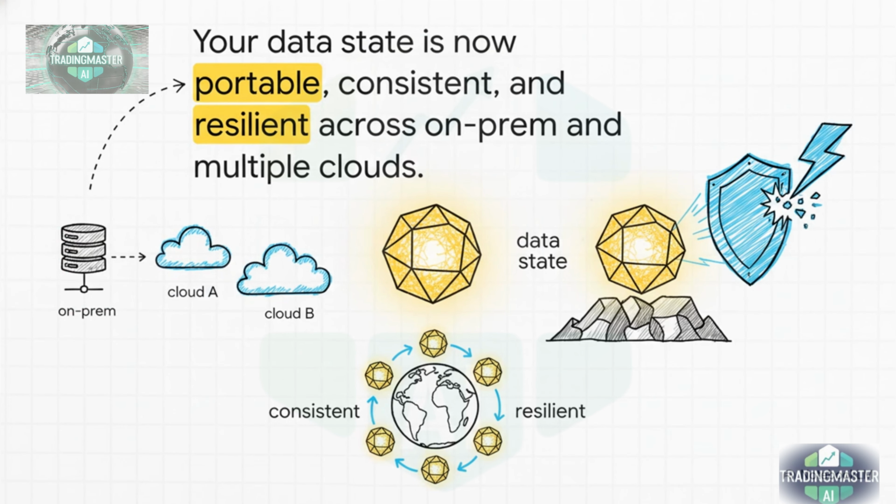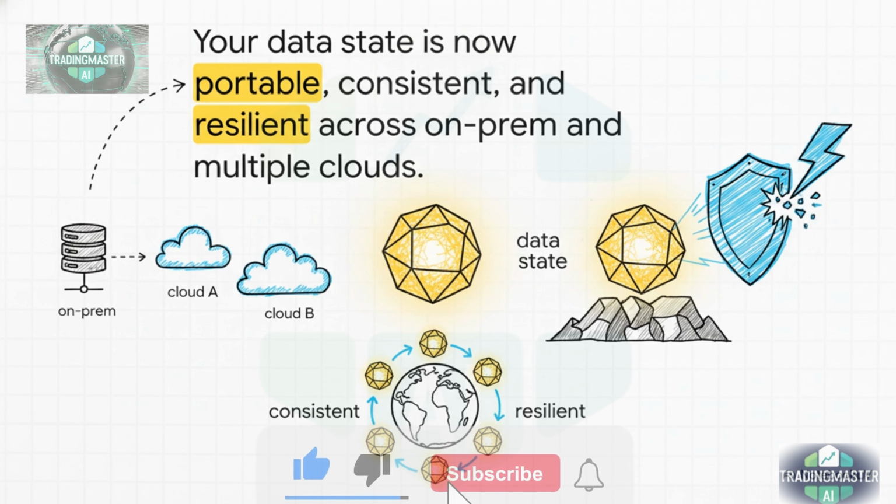So let's step back for a second. What have we actually built here? With this Eternal Ledger, we've created a whole new kind of state for our data. It's now portable, so it can move freely wherever it needs to be. It's consistent because it's managed by globally synchronized databases. And of course, it's unbelievably resilient, built from the ground up to survive failure at every single level.